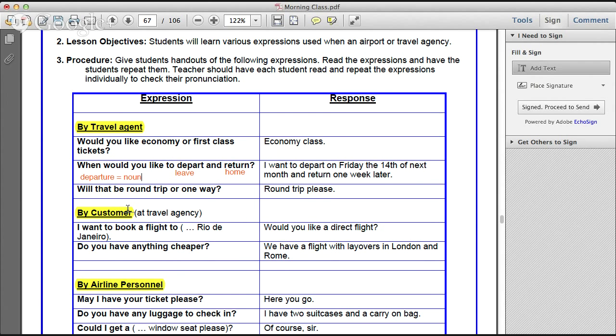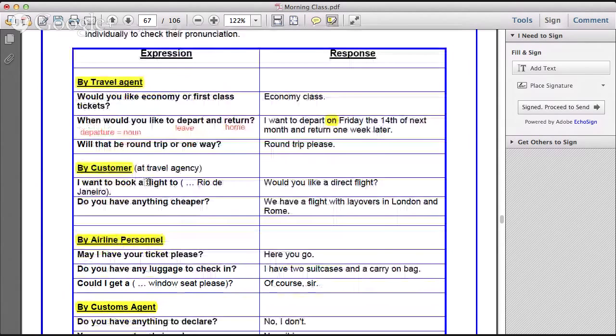Now one important thing to remember, you guys, is when you are talking about specific dates and days, we need to use the preposition on. I want to depart on Friday. So you can say on the 14th, or on Friday the 14th, or just on Friday. But in any instance, you have to say on. All right, very good.